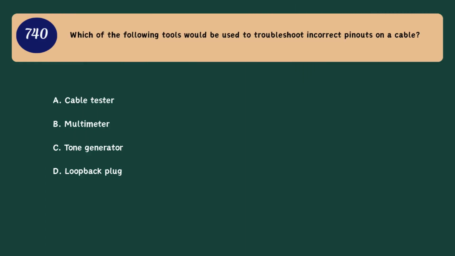Question 740. Which of the following tools would be used to troubleshoot incorrect pinouts on a cable? A. Cable tester. B. Multimeter. C. Tone generator. D. Loopback plug.